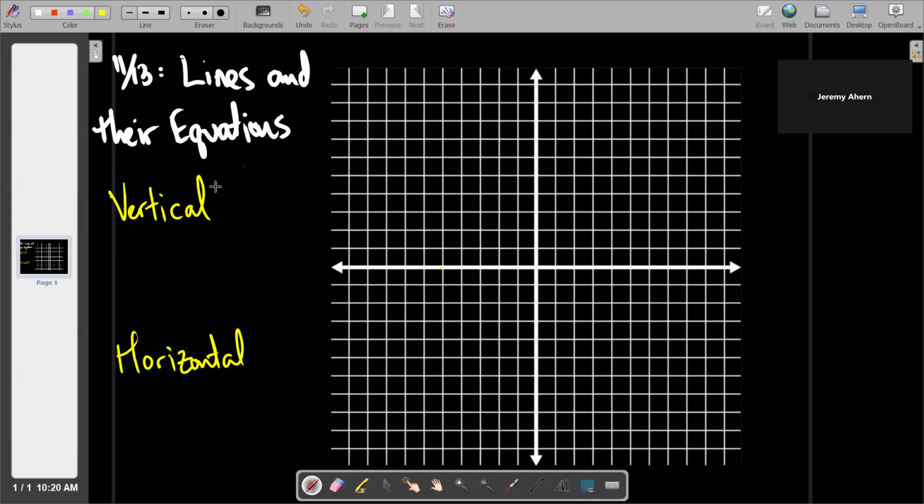So first off, with a vertical line, you're always going to have an equation in this format: x equals a number. x equals 4, x equals -1, x equals 0, x equals 3/2, x equals something. When it's written like that, it's vertical. For example, if I gave you the equation x equals 4, this is how easy it is to do. You go to the right 4, 1, 2, 3, 4, and you make a little mark, and then you grab your ruler and you draw a vertical line like this.